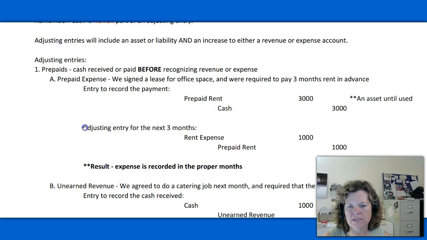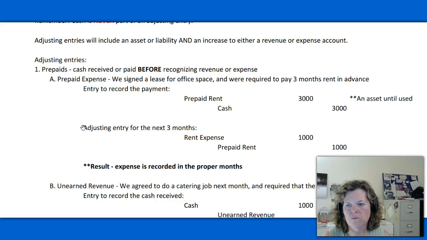Next, we're going to see the adjusting entry. So you'll notice on prepaids, we've got two types of prepaids here we're going to talk about. The adjusting entry is recorded after the initial entry with the cash. So this is the initial entry. This would not be considered an adjusting entry. This is the adjusting entry down here.